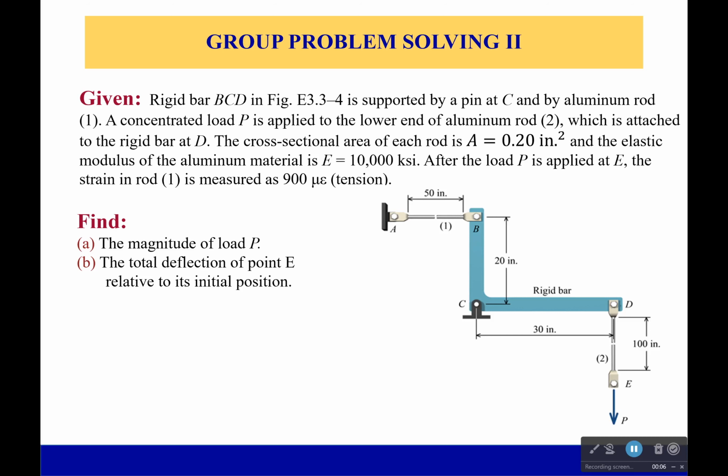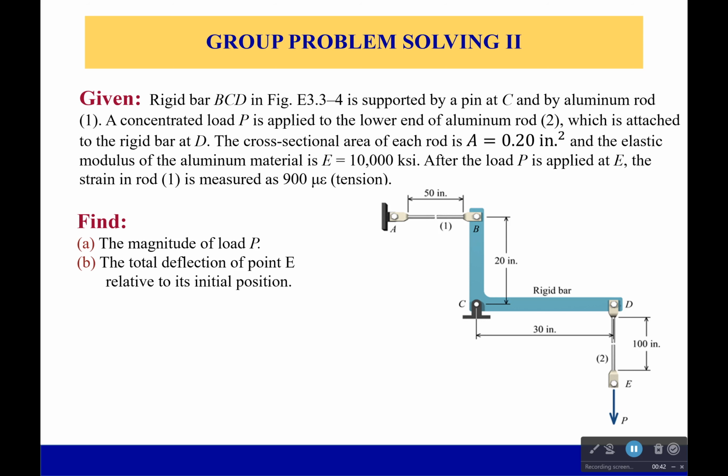So what do we have here? Well, we have rigid bar BCD, which is that L-shaped bar. It's supported by a pin at C and by aluminum rod 1. Now we have a concentrated load, P, that's applied to the lower end of aluminum rod 2, down there at the bottom. And it's attached to the rigid bar right at the end of the L. The cross-sectional area of each rod is 0.2 inches squared, and the elastic modulus of the aluminum material is 10,000 KSI. After the load is applied, the strain in rod 1 is measured as 900 microstrains.